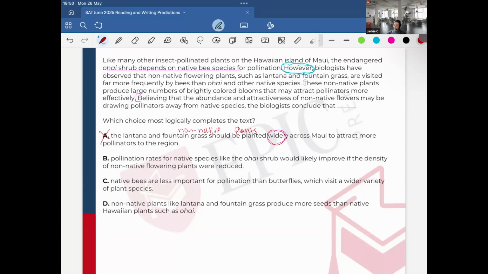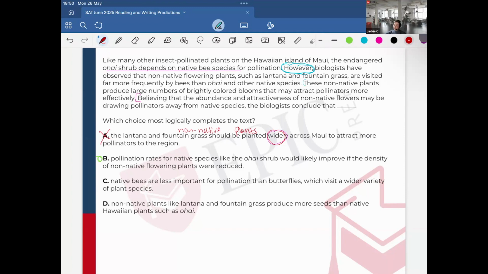Option B, pollination rates for native species like the Oi shrub would likely improve if the density of non-native flowering plants were reduced. That seems pretty logical because that addresses the core of the problem, that non-native plants are distracting the bees. And maybe a solution could be to reduce the non-native plants. I'm liking B, but let's check out the other ones.